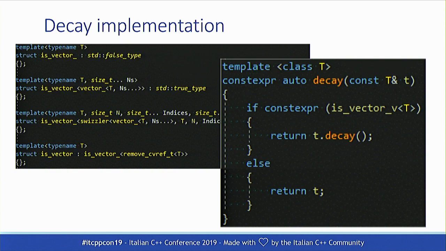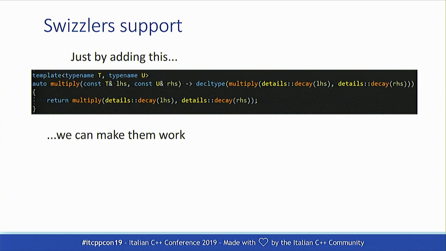And by the way, remove_cvref will only come with C++17, so for now we still need to implement it on our own. So we need to implement our swizzler support. Now we have the key function.